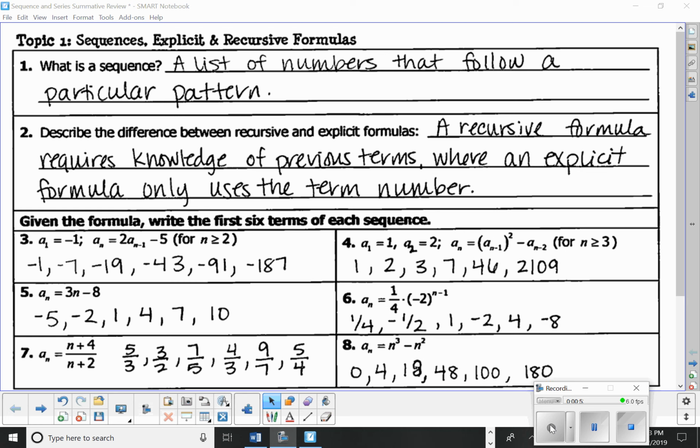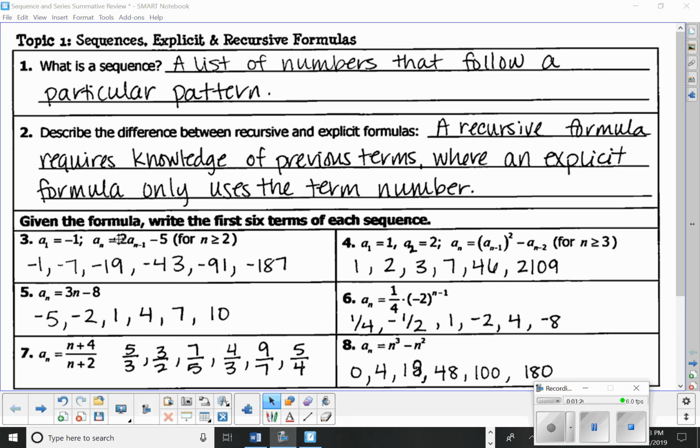The 3 through 8 here, this doesn't get a whole lot easier. It's straightforward, plug and chug. For these, if you're having trouble with these, please come and see me, okay? But essentially, all you're going to do is, if this is a sub 1, you're going to take -1 and put it in here. So 2 times -1 is -2, minus 5 is -7. Then you're going to take -7 and put it in for a.